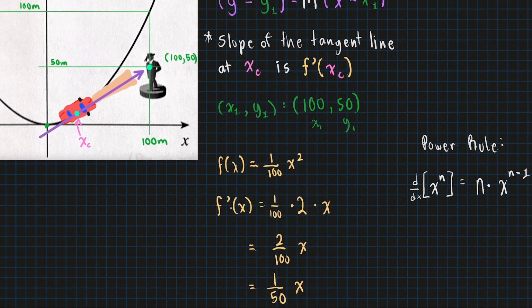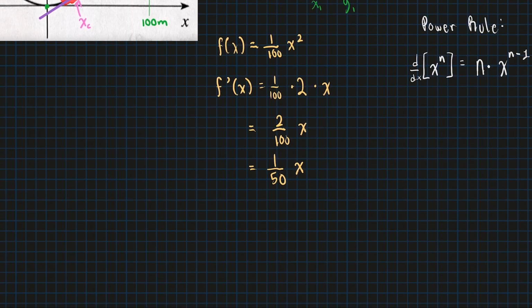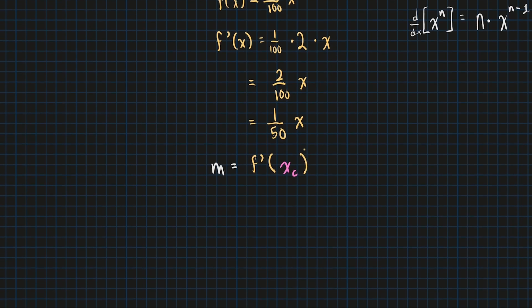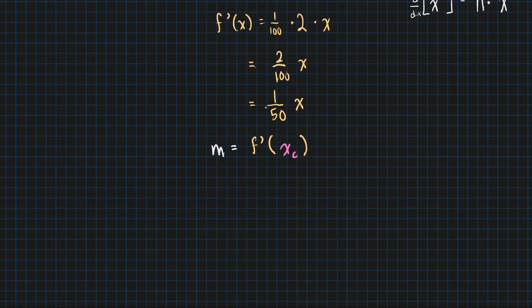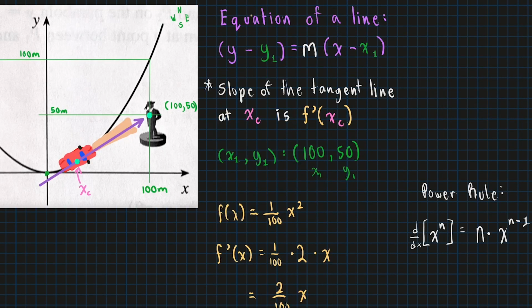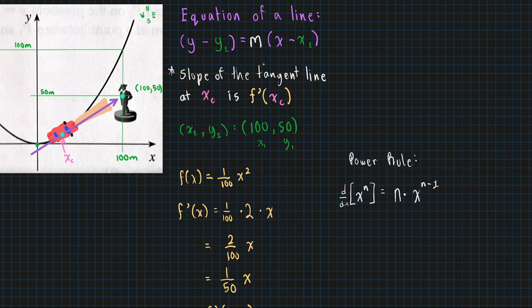If we just take the derivative at x sub c, let's do that. So we know that m is equal to the derivative f prime at x sub c, right? So we have our expression for f prime of x here, so we just plug in. So m is equal to x sub c over 50. All right, we are ready to make the equation of this line.